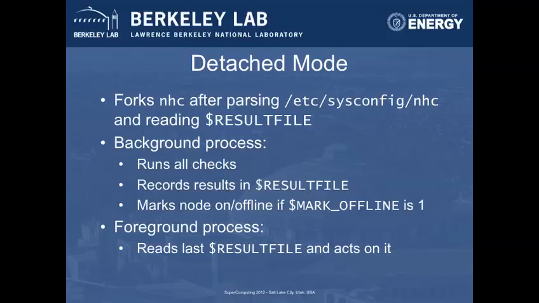Then, the foreground process, all it does is take the result of the last run and act on it. It'll offline the node or return success, whatever the state was from the last time around. It handles that and it's done. So it's very quick, and all of the heavy lifting, things like DF that might block, happen in the background. And once that's finished, it writes the state file and exits.